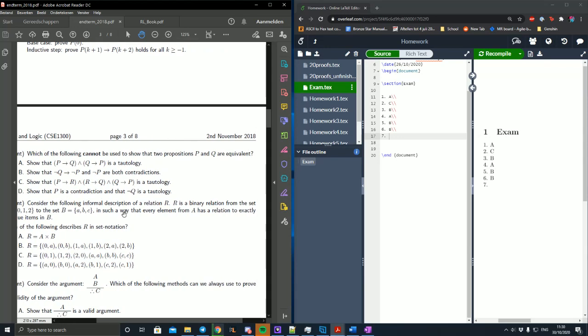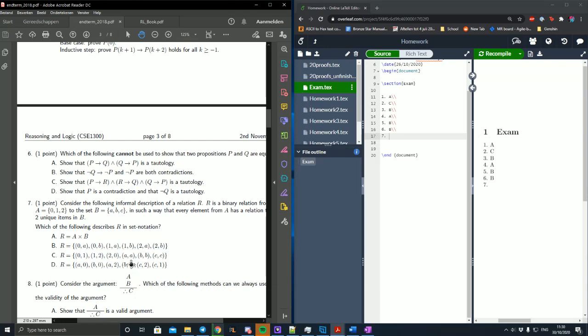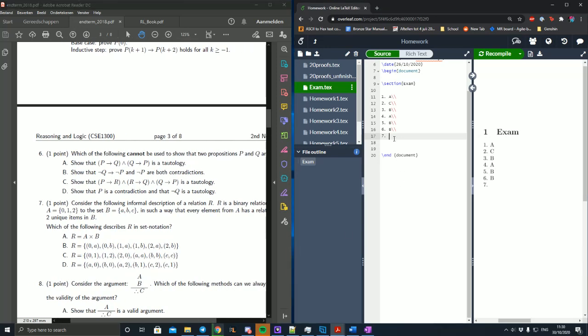Yeah, but it says in such a way that every element from A has a relation to 2 items in B. But it says 2 unique elements and not like a unique set of 2 elements or something like that. We'll say B and we'll see if we're wrong. Okay.